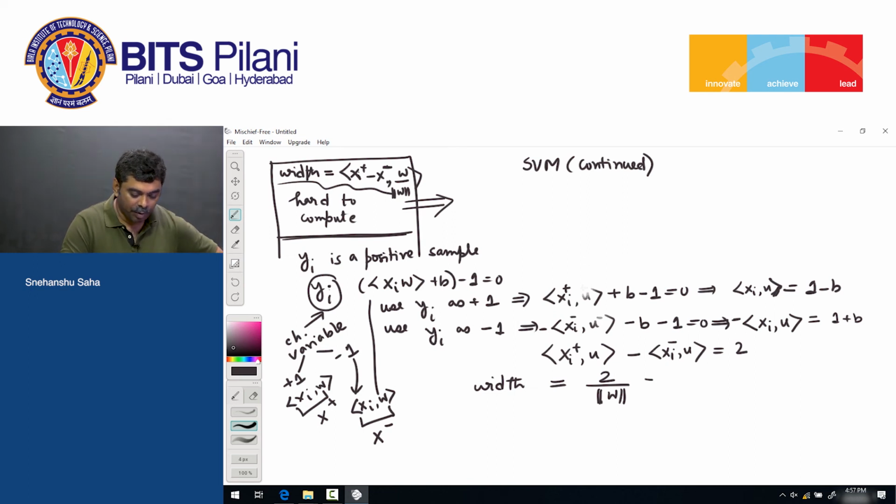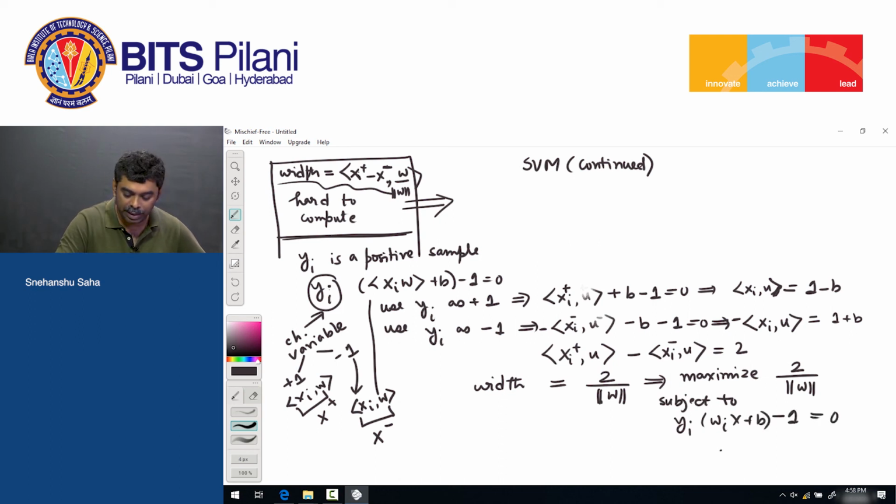So finally I have an optimization problem going my way, which says you maximize this, subject to the condition that yi (w·xi + b) minus 1 equal to 0, and you are dealing with unit vectors, so norm of w equal to 1. So this is your optimization problem as far as the support vector machine is concerned.